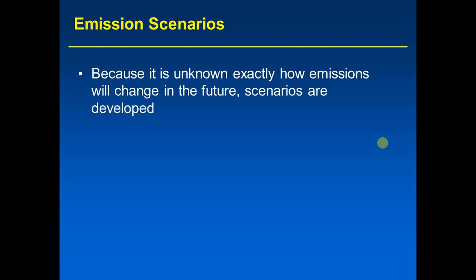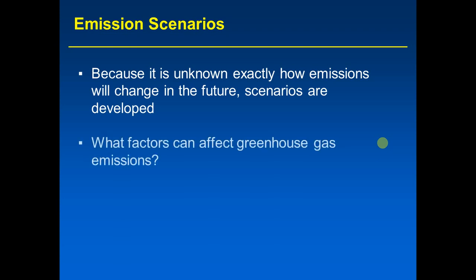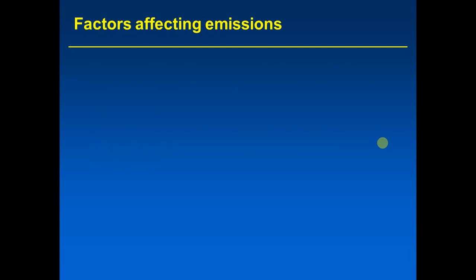So what factors can affect greenhouse gas emissions, right? That's a question I have for you. Can you start to think of some different factors that determine what emissions will be like in the future? What could cause greenhouse gas emissions to change in the future? What could cause them to vary? What could cause differences in the changes in emissions in the coming decades? Think.